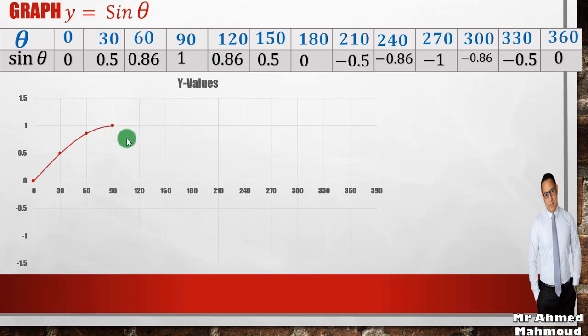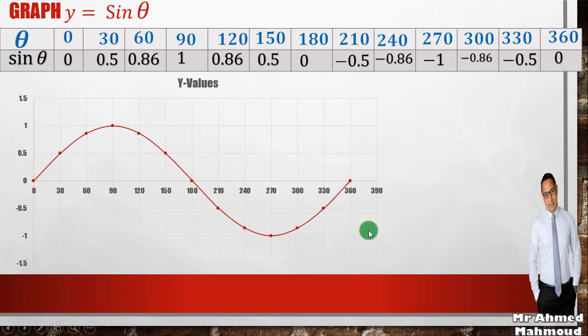120, 0.86, 150, 0.5, 180 and 0, 210 and negative 0.5, 240 and negative 0.86, 270 and negative 1, 300 and negative 0.86, 330 and negative 0.5, 360 and 0. Okay, this is the graph of sine theta.